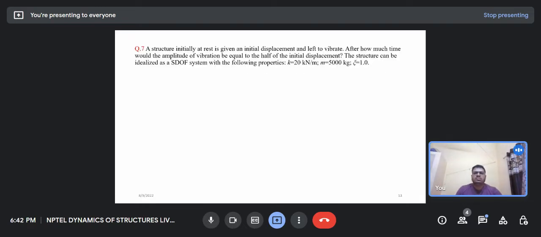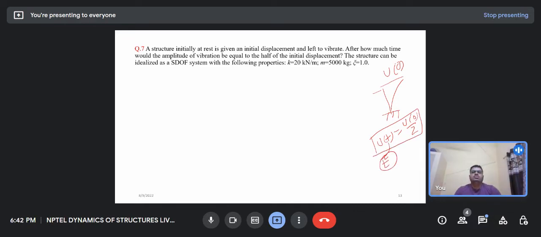So now let's move to the last question of this session. You are given a structure initially at rest, and it is given an initial displacement and left to vibrate. After how much time would the amplitude of the vibration be equal to half of the initial displacement? Say I have a system like this cantilever. I displace it by some initial displacement, that is u naught, and I leave it. At what time would my u(t) be u naught divided by 2? So we have to find out the t.